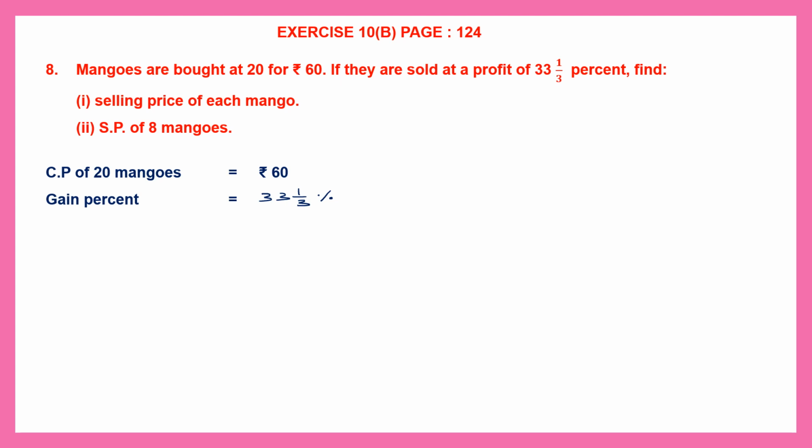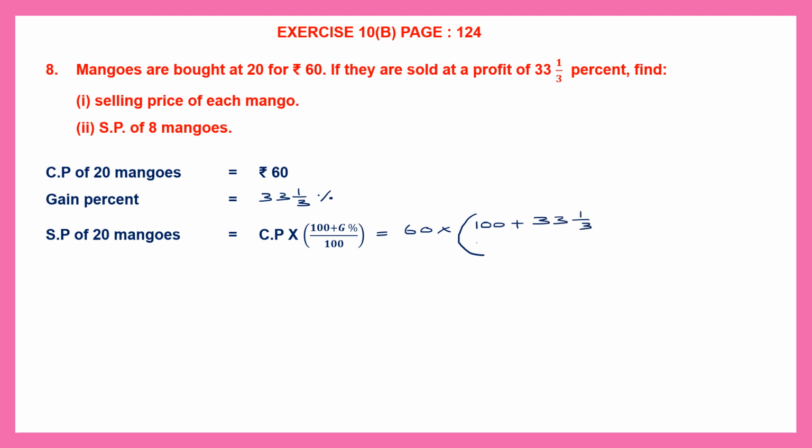That means to find selling price, this is the formula we use: cost price into (100 plus gain percent) divided by 100. So let's write that. Cost price is 60 rupees into (100 plus 33 1/3), and this whole thing divided by 100. So divide the whole thing by 100 and then multiply it with 60, the cost price. Now let's work out what's given here alone.